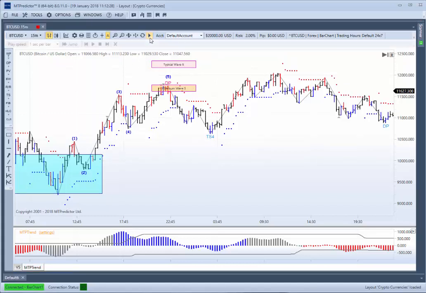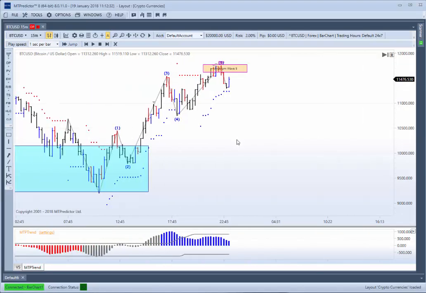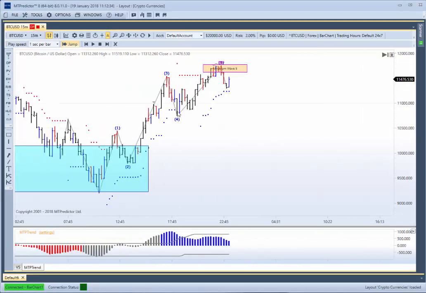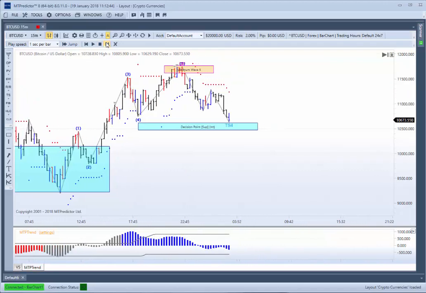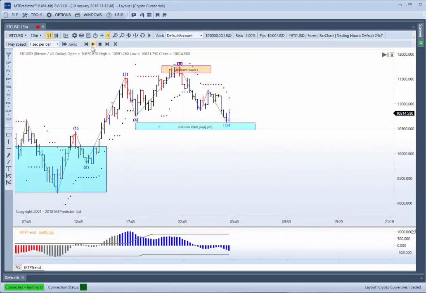So if I use our training mode and I jump back to here somewhere, you'd have placed the DP on from the prior wave 4, just like that. And can you see how that's on the chart in advance? It's there ready for you before the market even gets there. So as the market starts to decline, you're ready with this potential support zone. And then suddenly you get a TS4 buy setup.